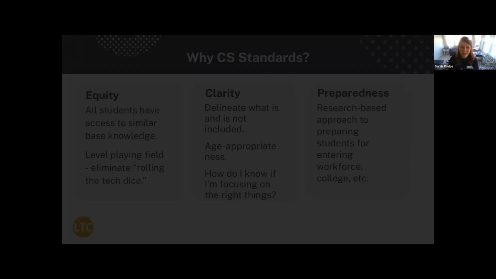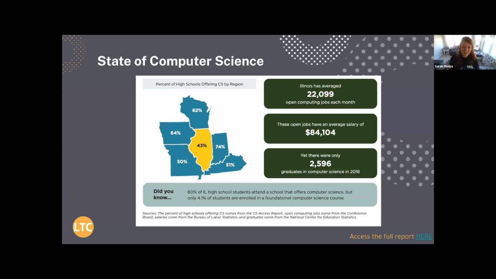Okay, so we have a why. Here's another why. This report is from code.org. It shows us the state of computer science in the state of Illinois, and you can actually access the full report. It's a couple of pages long, and you can look at states around us as well in this report. But Illinois averages about 22,000 computing jobs a month, open jobs. Those are potential employment for our students. Those jobs have a decent salary. Now, don't quit on me and go join that workforce, okay? I don't want to be responsible for that, but this is a good workforce. It's a solid workforce. And again, it's connected to the things that impact our daily lives.